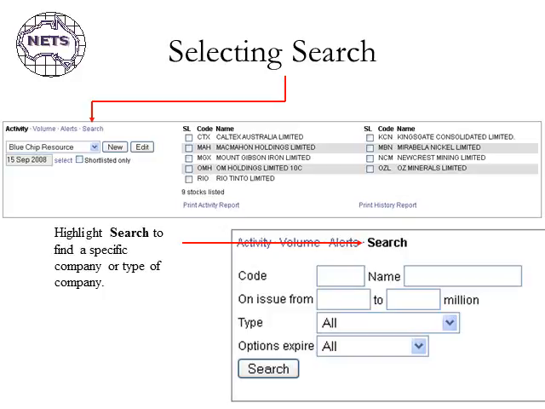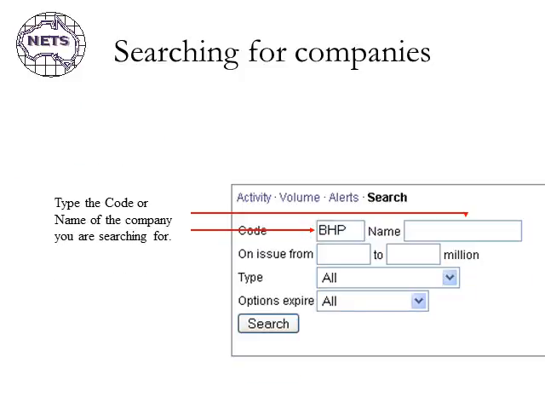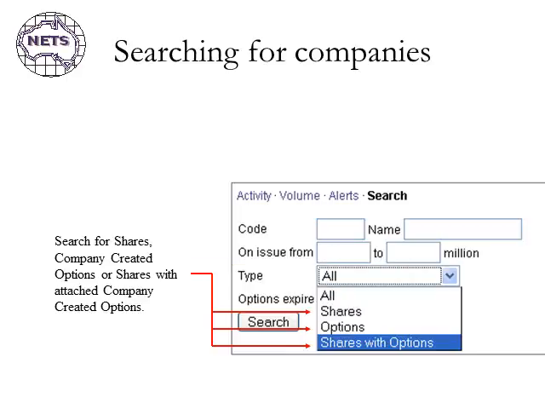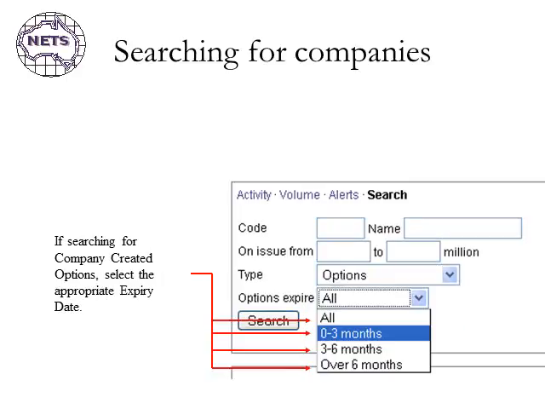Using the NETS search engine is easy. Simply highlight Search to find a specific company or a type of company. Then type the code or name of the company you are searching for. You can search for companies with specific amounts of shares on issue, or you can search for shares, company created options, or shares with attached company created options. If you're searching for company created options, select the appropriate expiry date.